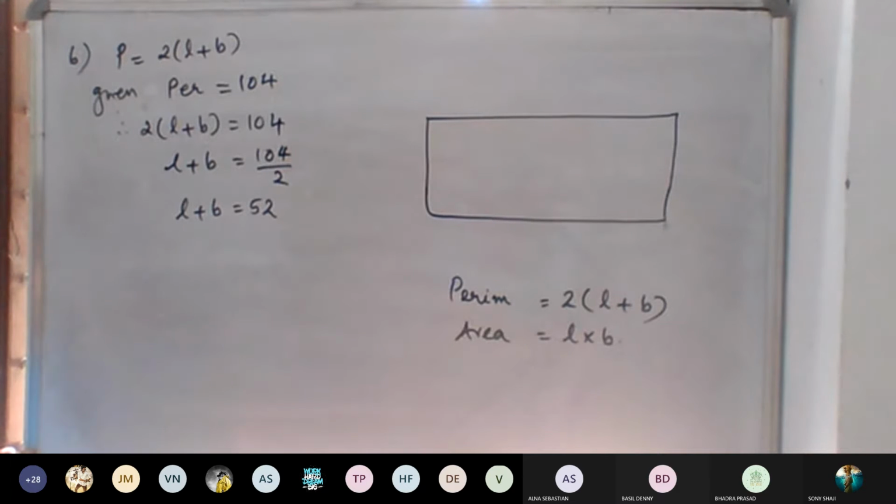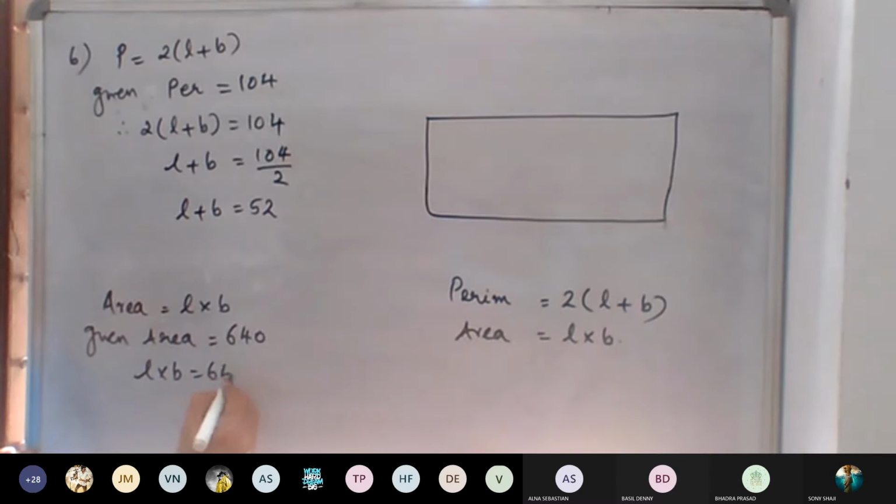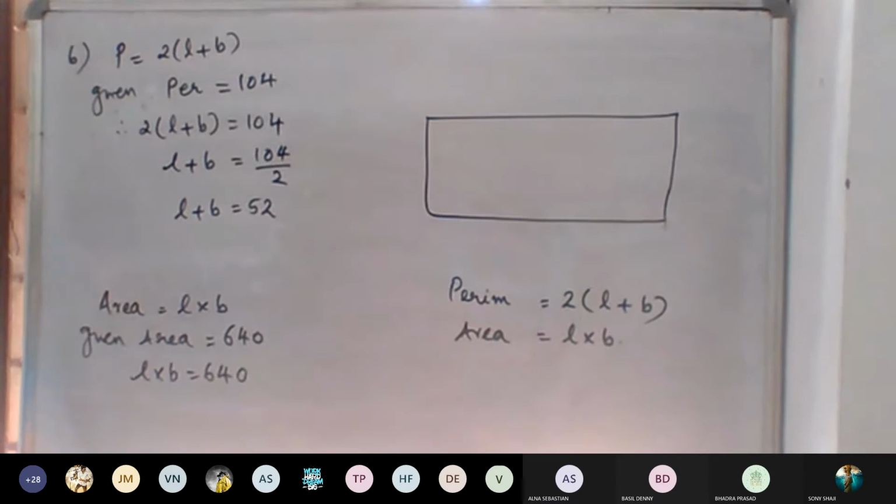Leave one or two lines. After that, write down area is equal to L into B. Given area is equal to 640. That means L into B is equal to 640. So what can we do?